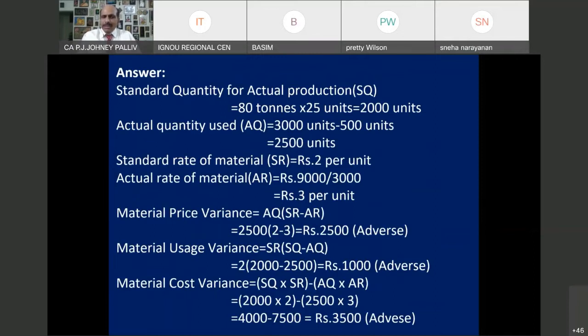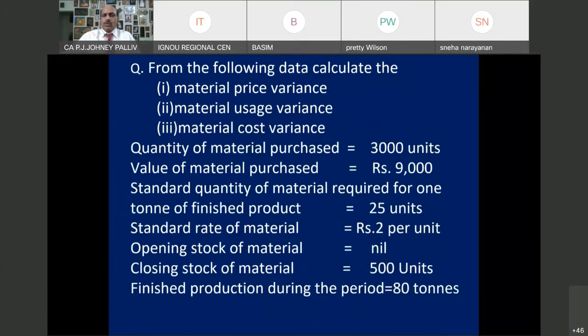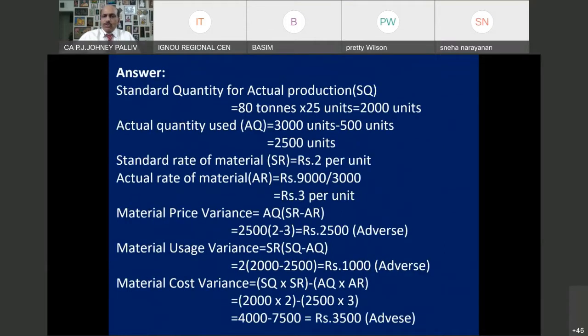Therefore, by applying the formula, material usage variance is the difference between standard quantity and actual quantity into standard rate. I repeat, standard rate into standard quantity minus actual quantity. What is the standard rate given? It is given in the question itself as 2 rupees. No doubt about it. Then 2 into standard quantity for actual production, 25 into 80, that is 2000, minus actual quantity. What is the actual quantity used? Purchase is 3000, closing stock is 500, opening stock is nil. Therefore, actual quantity is 3000 minus 500, which is equal to 2500.